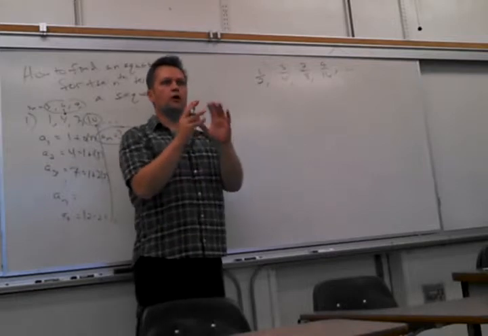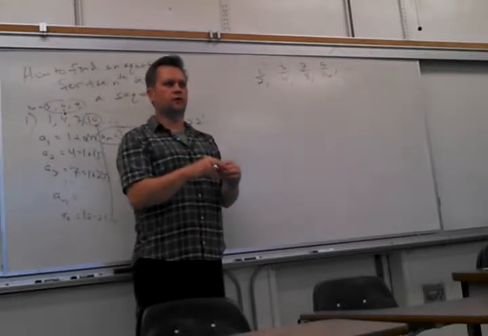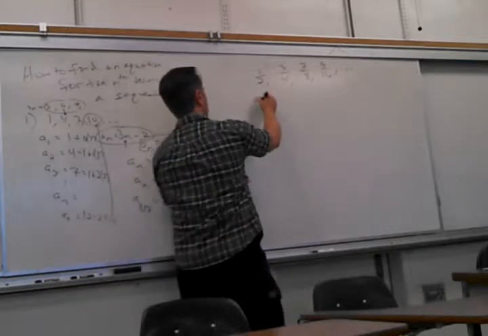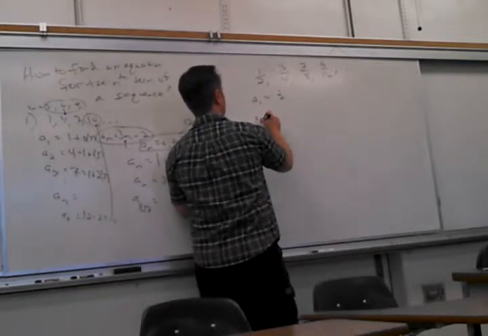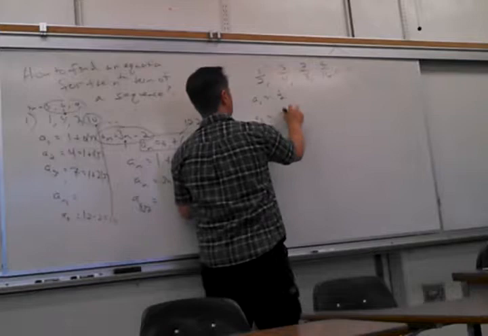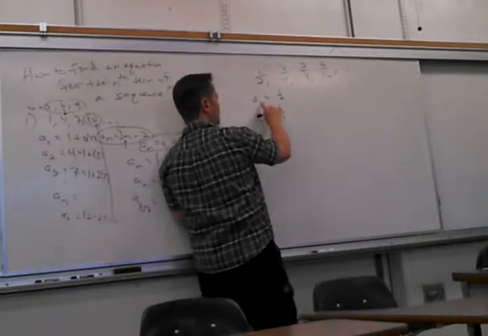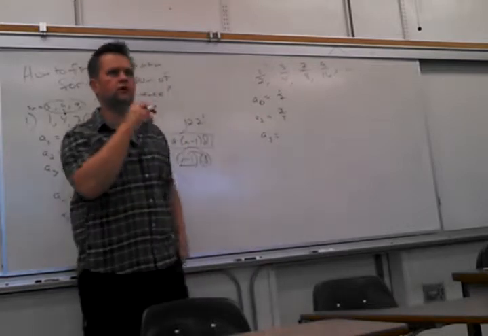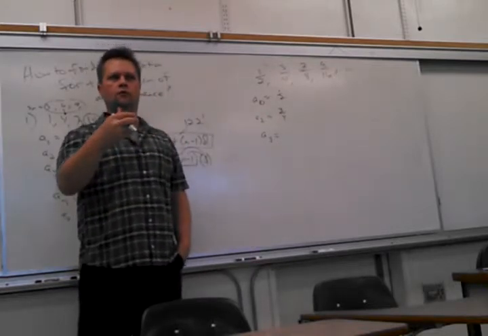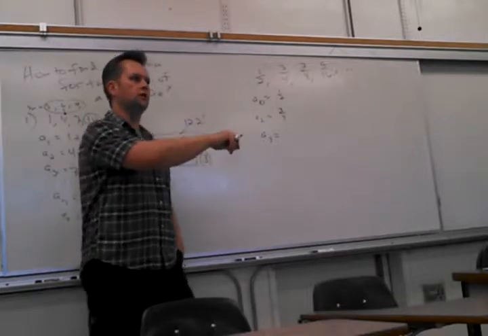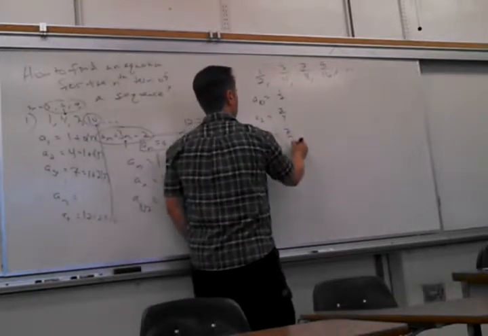So now I want to figure out what AN is. One approach to this is to write down A1 is 1/2, A2 is 3/4, and then try to figure out how the numbers in here depend on that number, right? Because I'm trying to figure out, based on n, what is that element? So I want to figure out how they are related to their position in the sequence.